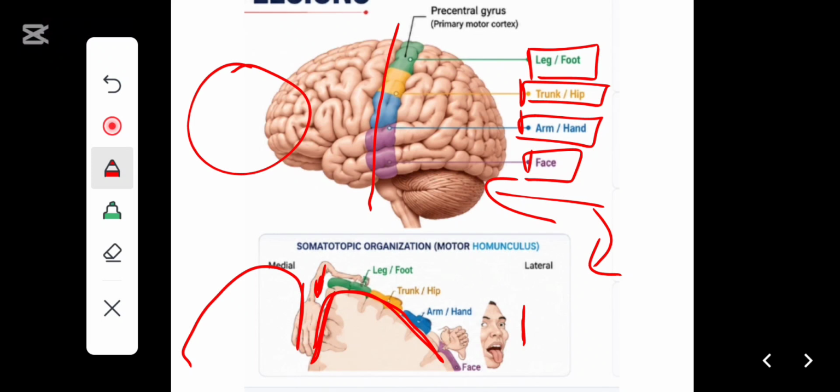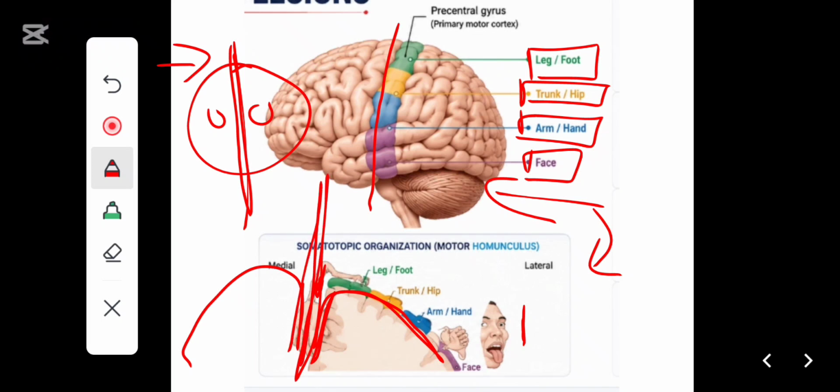If this is your head and these are your eyes, it's like we've split you in half like this, and we are seeing it from the front. So if we're seeing it from the front, this side here is going to be the medial, and this side here is going to be the lateral. So the leg, motor movement of the leg and the foot, followed by movement of the trunk, movement of the arm, and then finally movement of the face.